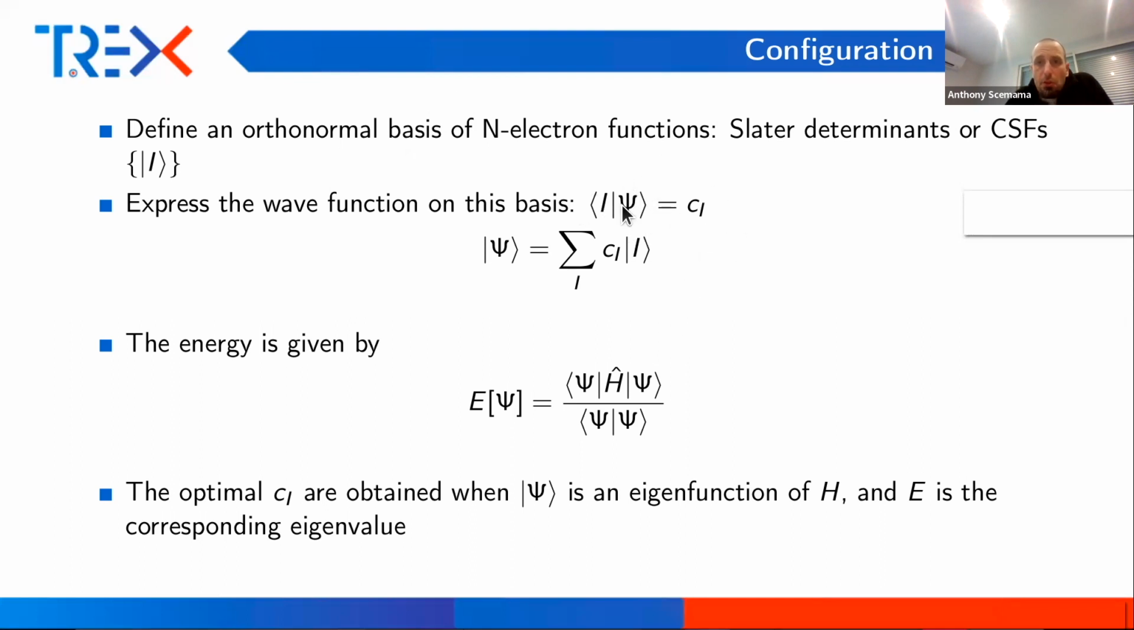So when we take the projection of the wave function on these determinants, as it's an orthonormal basis, you will immediately get the CI coefficients here. So the wave function will be normalized, and that's the expression of the energy. And the optimal coefficients are obtained when psi is an eigenfunction of H. So H will be the operator projected in the basis of determinants that we have chosen, and E will be the eigenvalue.